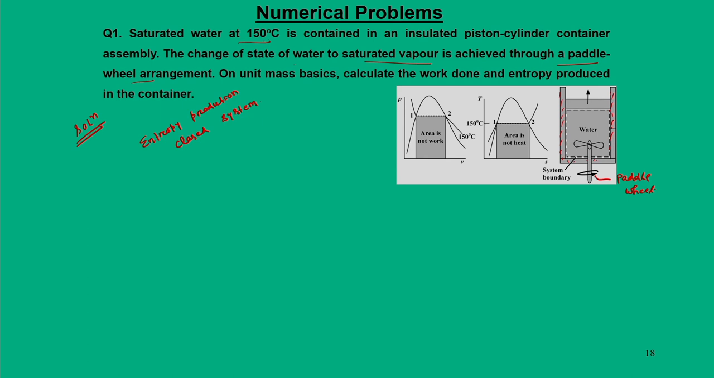As a result, we are introducing entropy into the system, that is, there is some work transfer into the system, by virtue of which the change of state has happened from saturated liquid to saturated vapor. So, for this, the first thing we are going to calculate is the work done and the entropy produced. To calculate the work done, we have to recall the energy balance equation from the first law, that is delta U plus delta kinetic energy plus delta potential energy is equal to Q minus W.